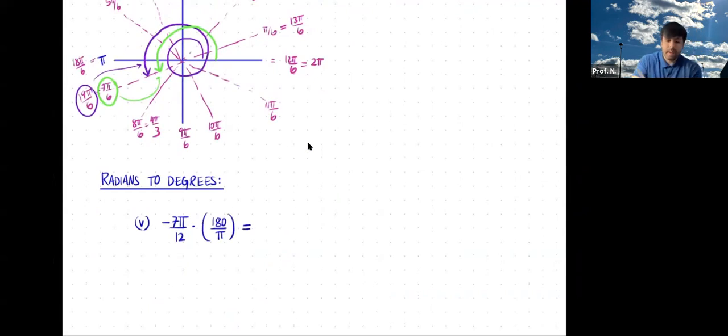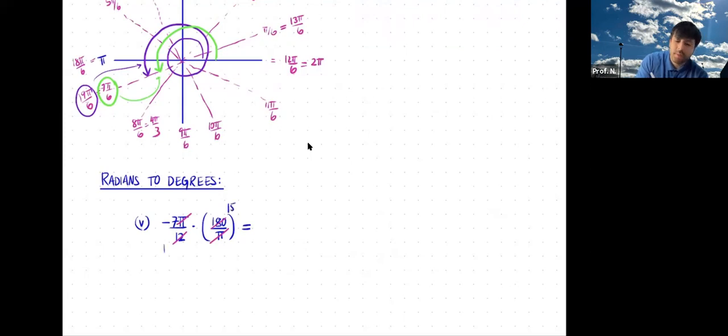And when I multiply, I can cross cancel the pi's out. Those pi's go away. And then how many times does 12 go into 180? Does anybody know? So it divides it, right? 15. So we get 15 here, and this is 1.